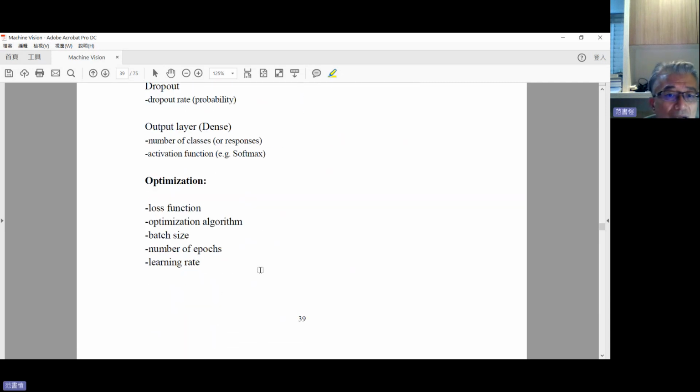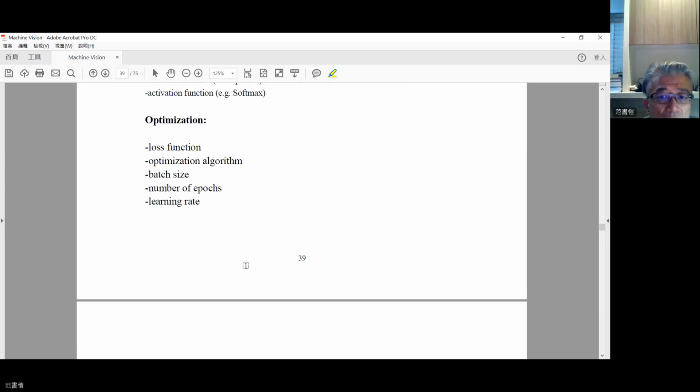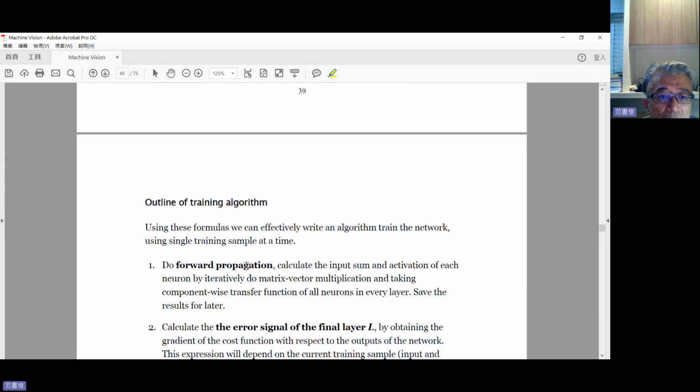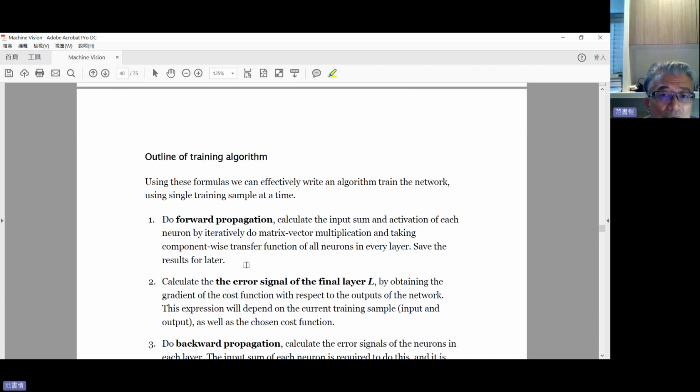Then optimization, the loss function: what kind of loss function, cross entropy, or if you use reconstruction error. Optimization algorithm, Adam is typically utilized, along with the batch size, number of epochs, and the learning rate. So you can check every time you use that from GitHub. You can check all the default hyperparameter settings for each deep learning structure. And the outline of the training program.